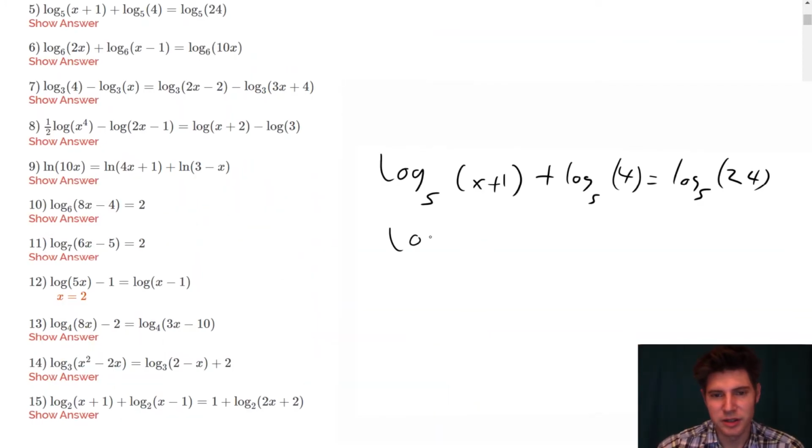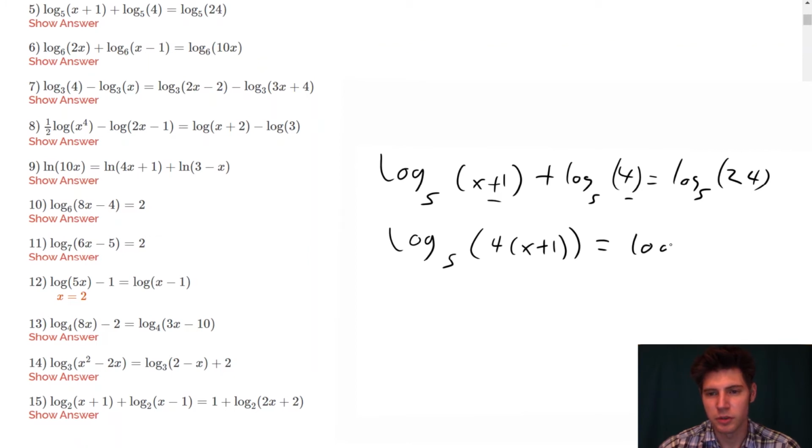We're going to rewrite this as a single log, log base 5, but we're going to have these two things multiplied on the inside: 4 times x plus 1. And then we're just going to copy the right-hand side, log base 5 of 24. What we did essentially was condensing the log. Now we have what we want.